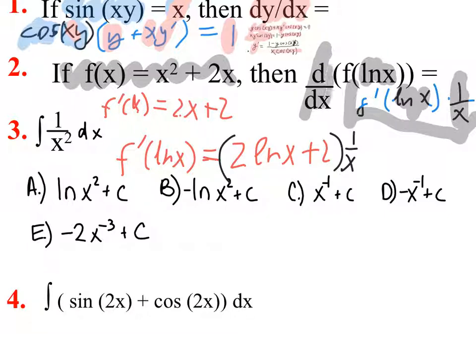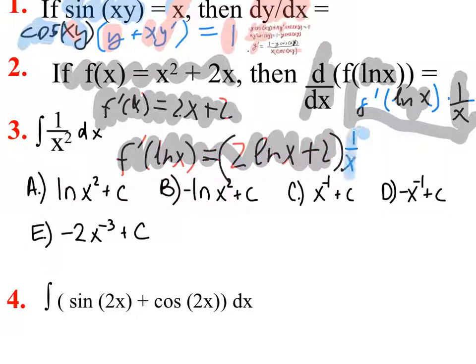Because this was on the outside, it's not like first find the derivative of f and then do natural log. They want to know what the derivative of f of natural log of x would be. So you have to consider the chain rule. So first thing, find f prime, which would be 2x plus 2. Plug in your natural log, which would be right here. And then attach a 1 over x. So that would pretty much be the derivative.